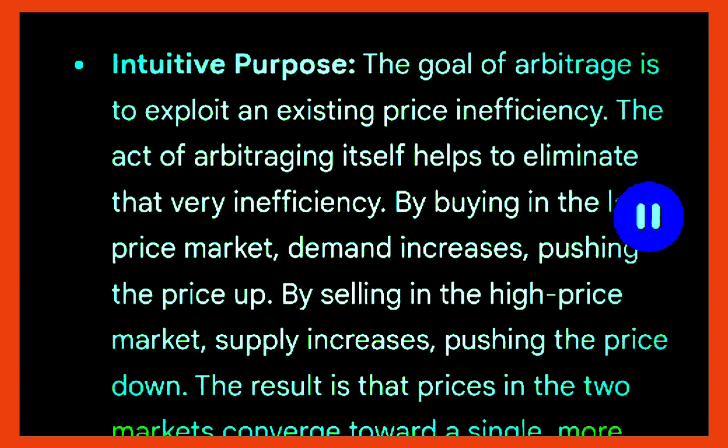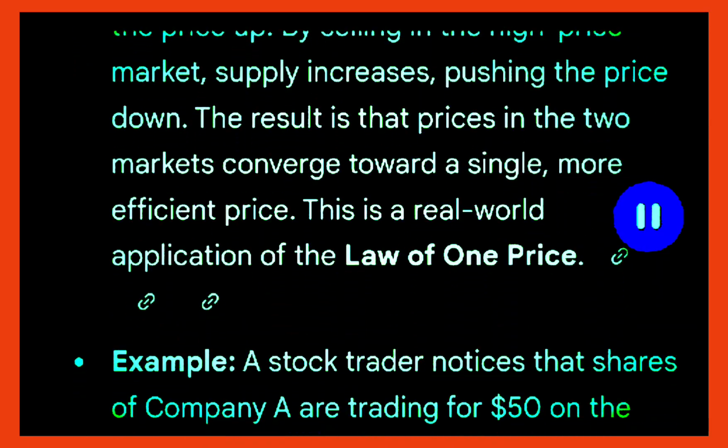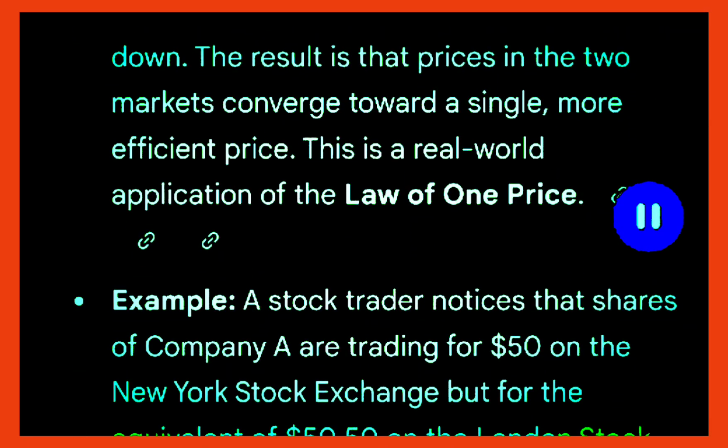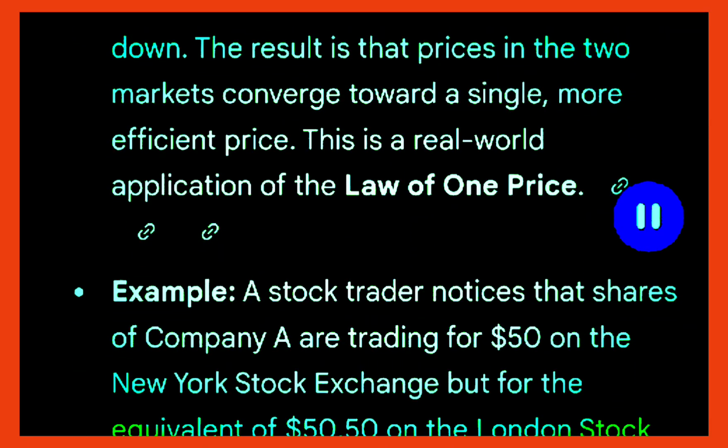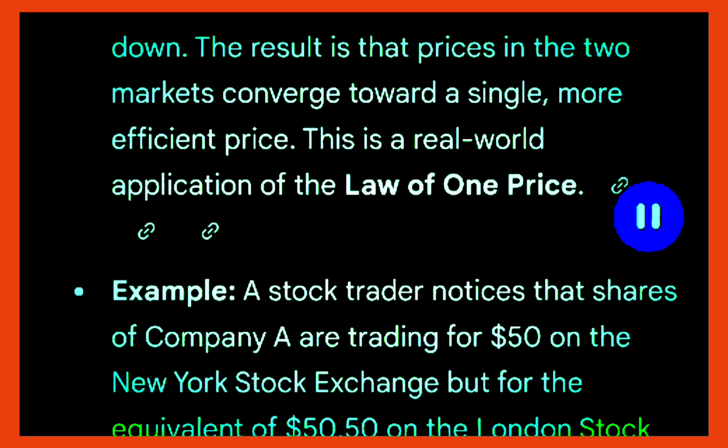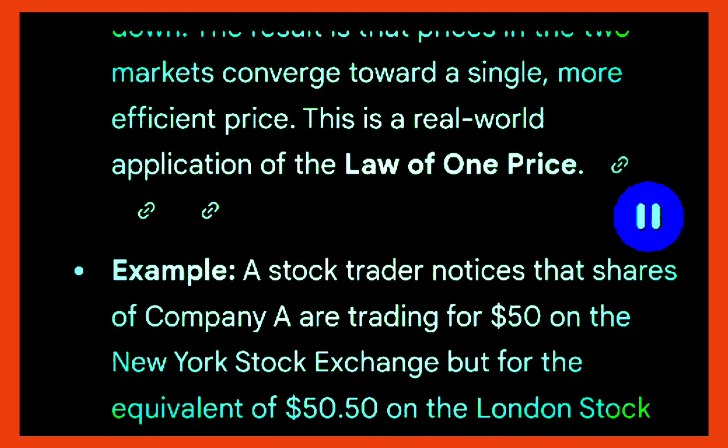The act of arbitraging itself helps to eliminate that very inefficiency. By buying in the low price market, demand increases, pushing the price up. By selling in the high price market, supply increases, pushing the price down. The result is that prices in the two markets converge toward a single, more efficient price. This is a real-world application of the law of one price.